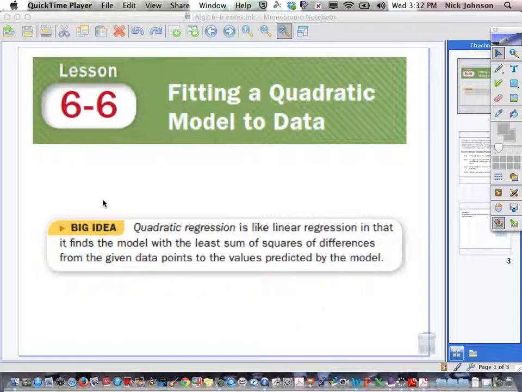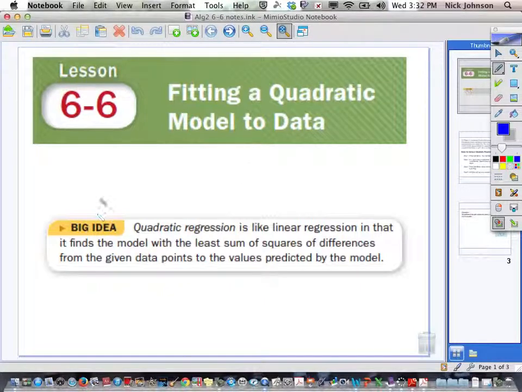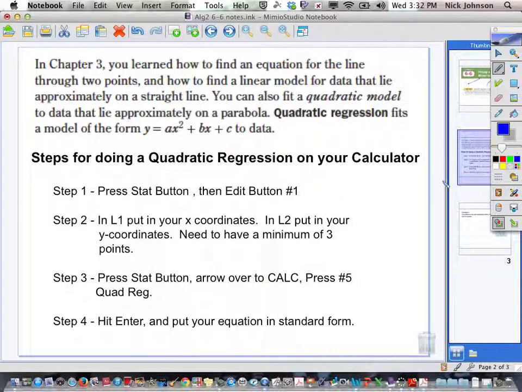So if you remember before, we did a linear regression where we had a whole bunch of coordinate points in a coordinate plane, and they fit a model that best suited those points. Same thing's going to happen with the quadratic regression. You're going to have points, and it's going to fit those points to the best model that it possibly can. So what you're going to need is your calculator and a few points.